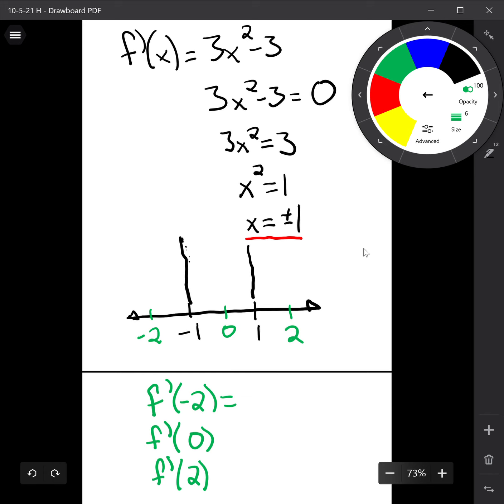Recall that my derivative is 3x squared minus 3, so when I plug in negative 2, I'll get positive 9. When I plug in 0, I'll get negative 3, and when I plug in positive 2, I'll still get positive 9. So that I look like this.